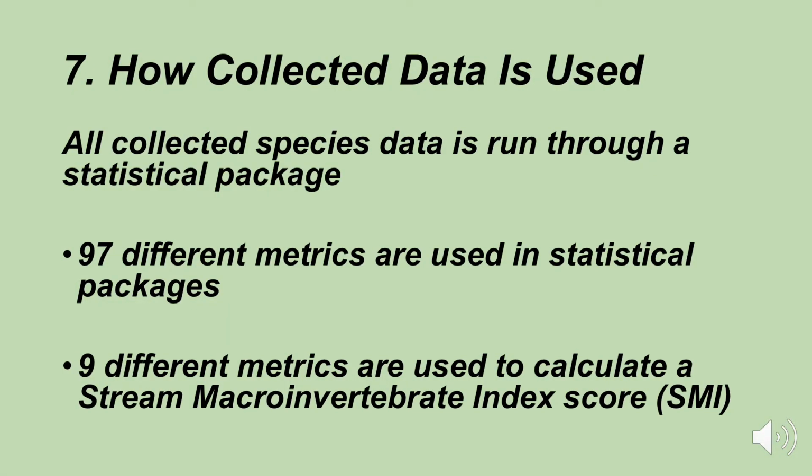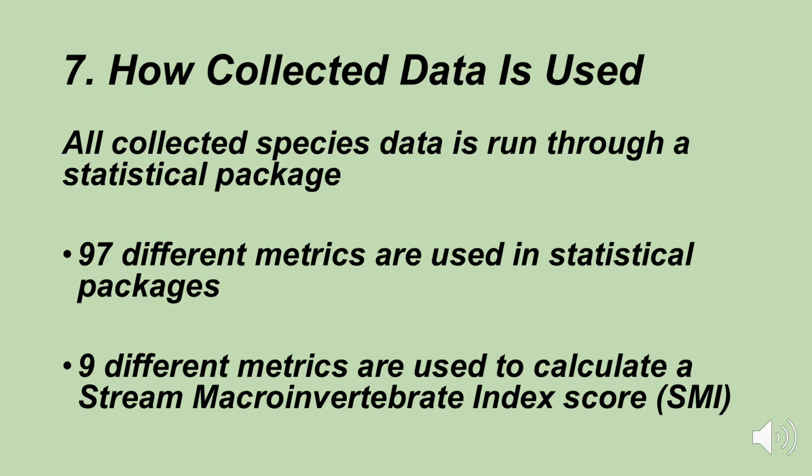So let's take a look at how the benthic data is collected. Basically, we know there are many, many species. The taxa is quite great for benthic macroinvertebrates. All the collected species data is run through a statistical package. We go out in the field, we sample for the macroinvertebrates, they're collected, they're brought into the lab, and at least 300 organisms from each sample are identified.